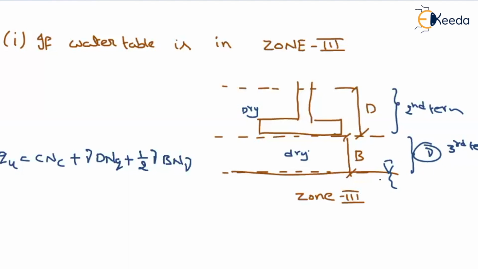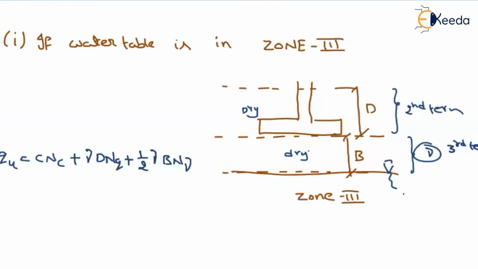So as your water table is neither in the second term nor in the third term, that's why if your water table is in zone 3, it won't affect the bearing capacity of the soil. Understood? Hope it is clear for everyone. So in the coming videos, we will see what will be the effect of the water table if it is in zone 2, and also we'll see the effect if your water table is in zone 1.